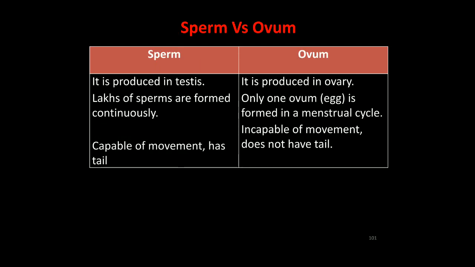Sperm versus ovum. Sperm is produced in the testes. It is a male reproductive cell. Lakhs of sperms are formed continuously, capable of movement, has a tail. Whereas the ovum or egg is produced in the ovary. Only 1 egg is formed in the menstrual cycle. Incapable of movement, does not have a tail.